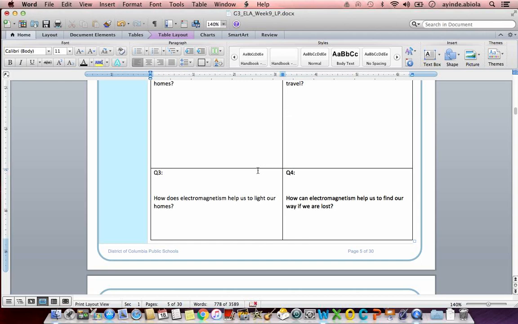Let's come back to Q3 now. How does electromagnetism help us to light our homes? And finally, my Q4 is, how can electromagnetism help us to find our way if we are lost? So those are my four questions. Feel free to use them. Also, feel free to have more questions than just four, using your own curiosity to form your own questions. Either way is fine, as long as we have these boxes filled.